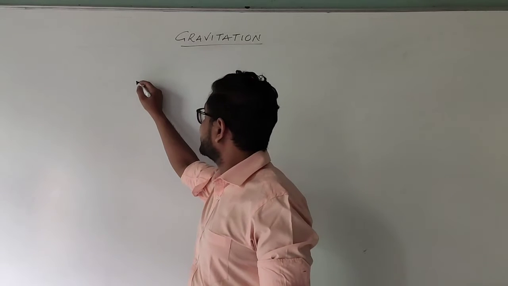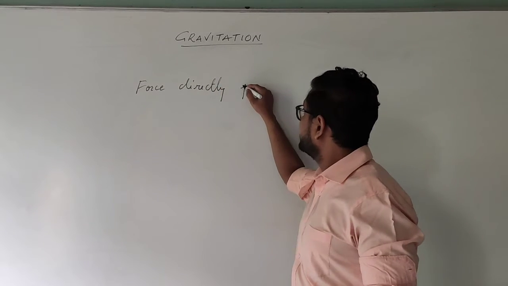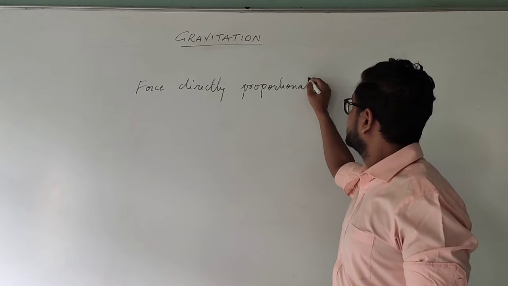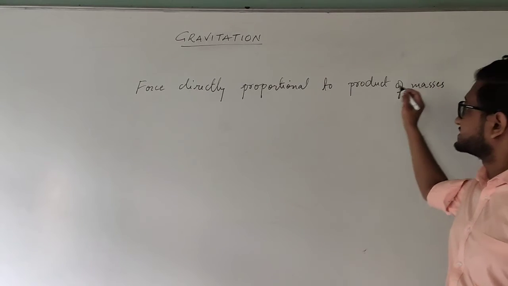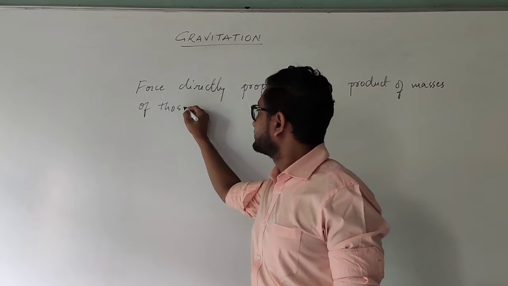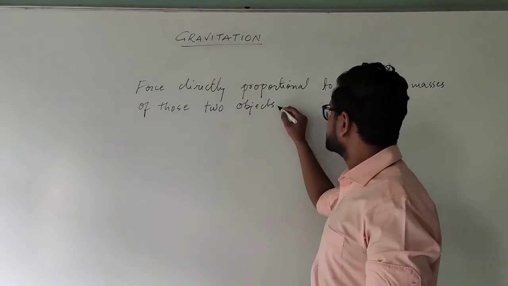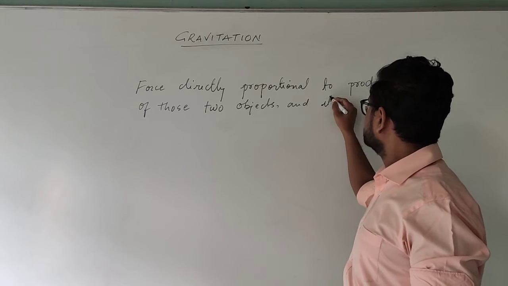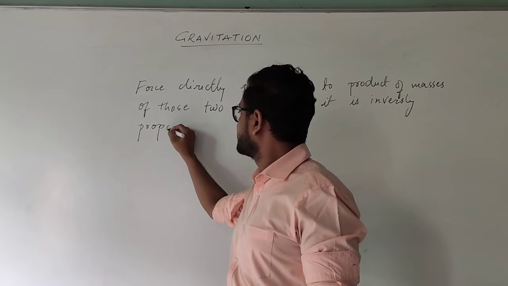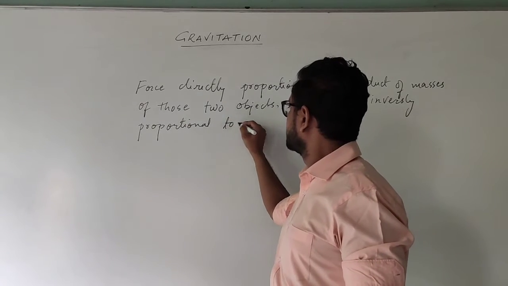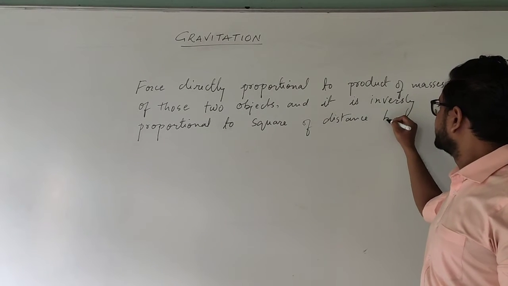So the gravitational force is directly proportional to the product of masses of those two objects, and it is inversely proportional to the square of distance between them.